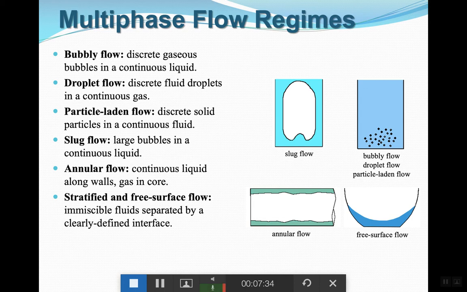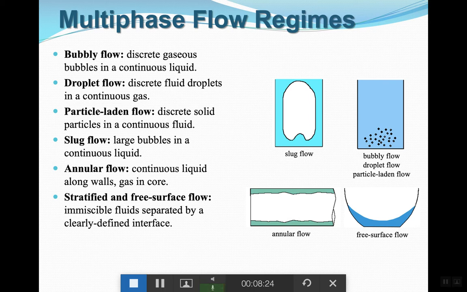There are different multi-phase flow regimes depending on the type of interaction between the secondary phase or phases and the primary phase. They are divided basically into 6 major types of flow. The first one is called bubbly flow. In bubbly flow, you have discrete gaseous bubbles in a continuous liquid. So wherever you have gas bubbles inside a continuous liquid, it is going to be considered a bubbly flow.